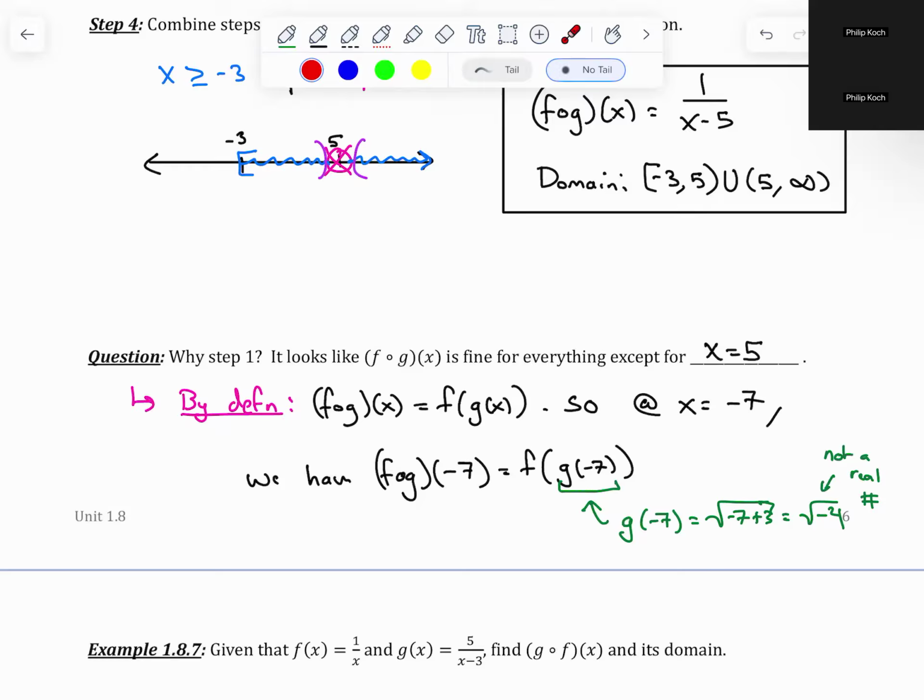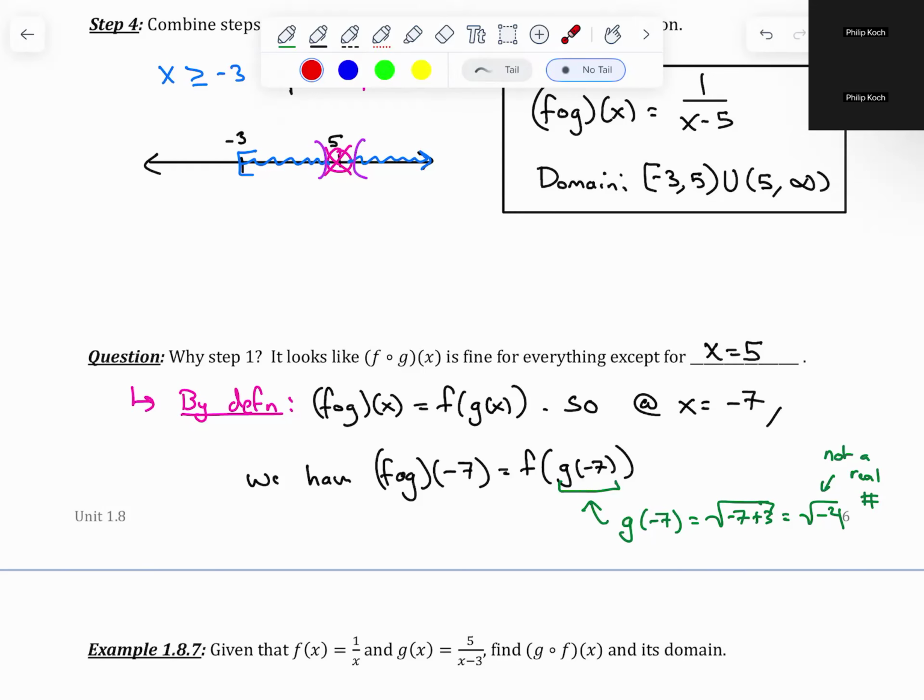So step 1 says, make sure it can be plugged into the inner function first before you even go further. Because if it can't be plugged into the first function, you can't get a result to plug into the outer function. Let me say that one more time. The composition function says you need to check whether or not it can be plugged into the inner function, because if it can't, then you can't plug that result into the outer function.